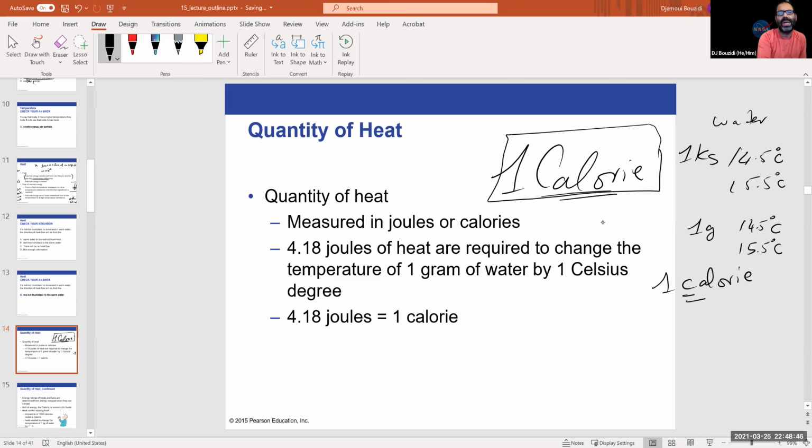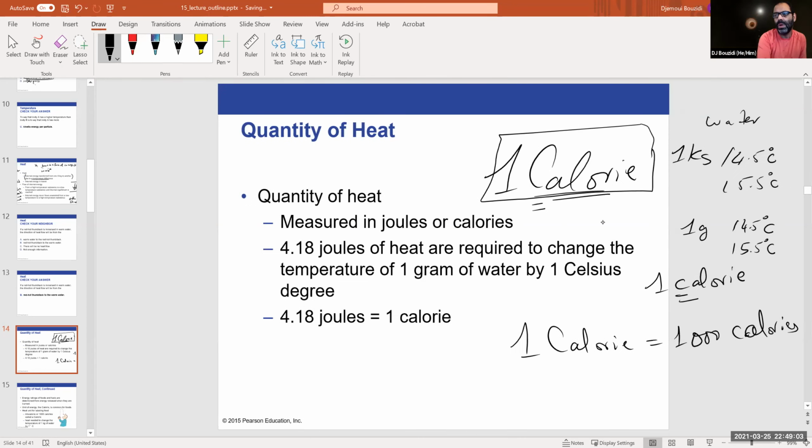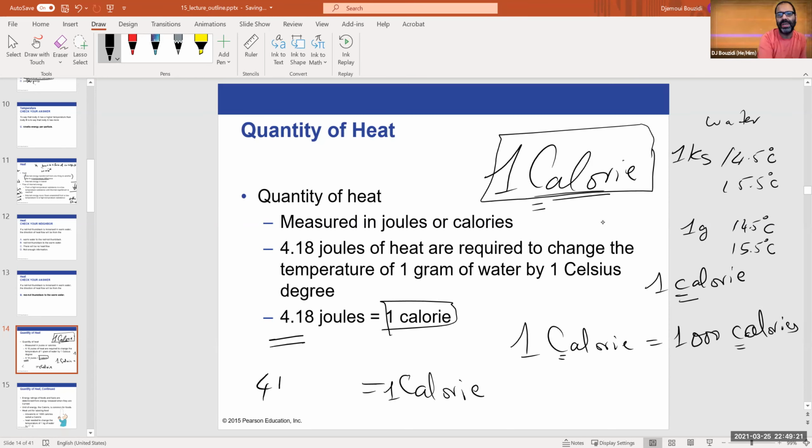This one is in lowercase c, this one in capital C. The difference between 1 gram and a kilogram is 1,000. So 1 Calorie is actually equal to 1,000 calories. Lowercase c, uppercase C. And then people later on appended the unit of energy to it, and this became the joules. This is how many joules are in a single calorie, and this is how many joules in the other calorie, 4,180 joules. So that is the conversion rate between them.